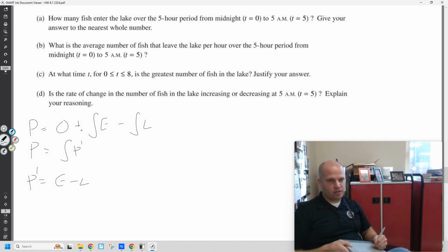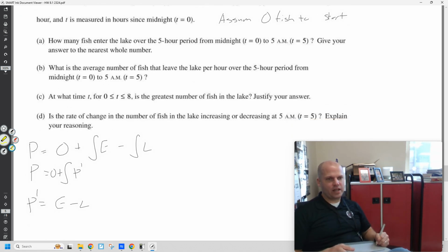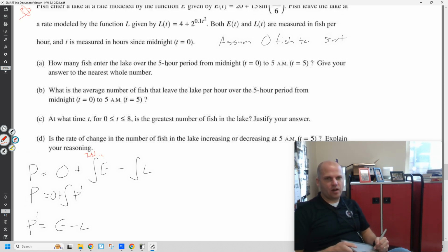Where we have 0 to start, don't forget the initial amount's important, because the accumulation of P prime tells us how much we're increasing and decreasing. How many fish enter the lake? That's just going to be this part, the total in part. I'm just going to show you what to do. Y1.